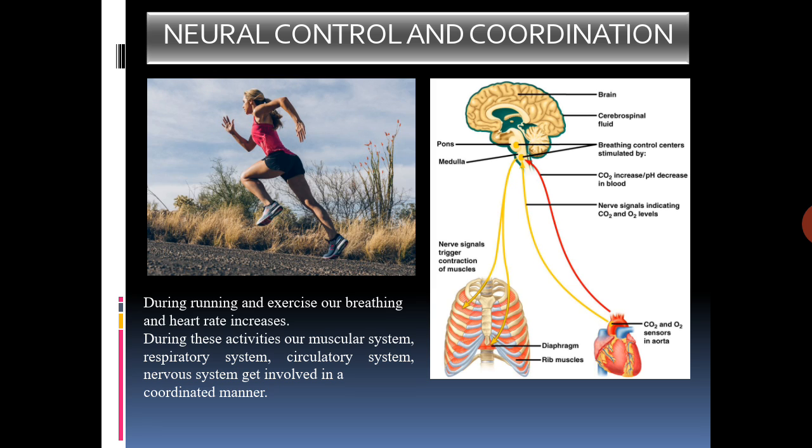More oxygen will be absorbed from your lungs and carried to the muscles you are using to exercise, mainly your arms, your legs. So during these activities, your muscular system, respiratory system, circulatory system, nervous system, they are all working in a coordinated manner.